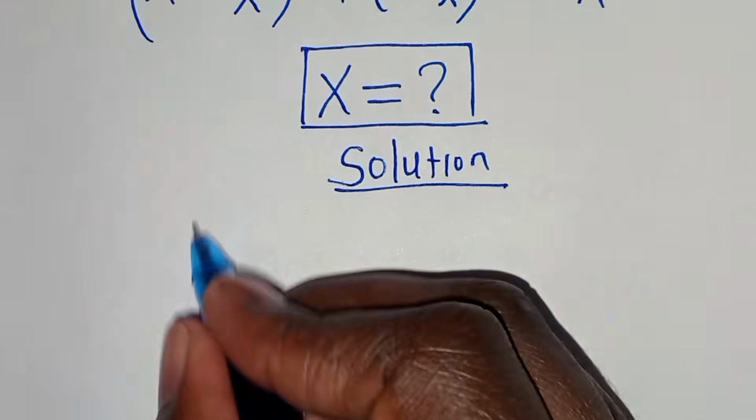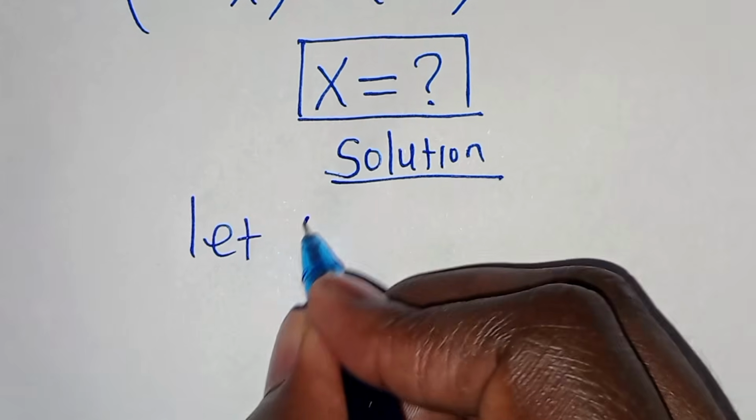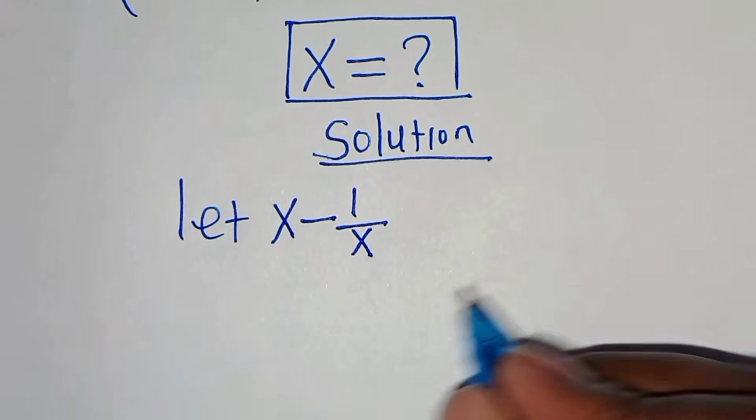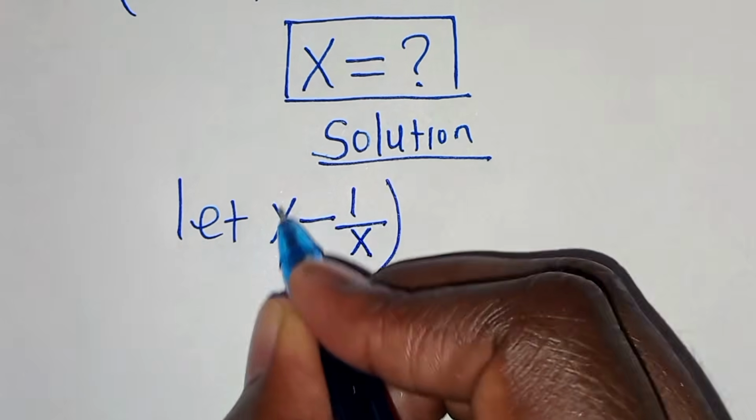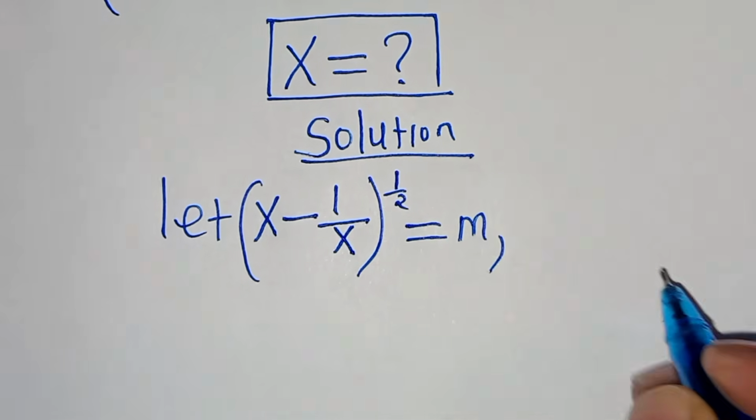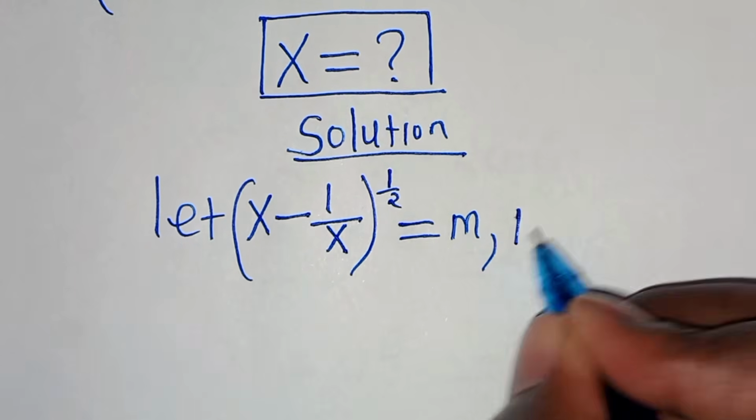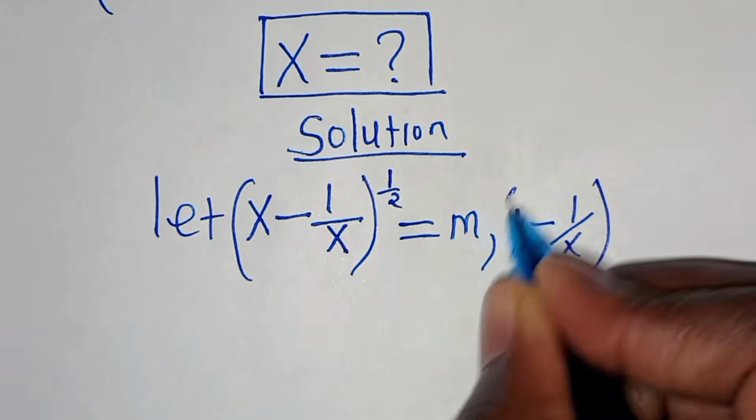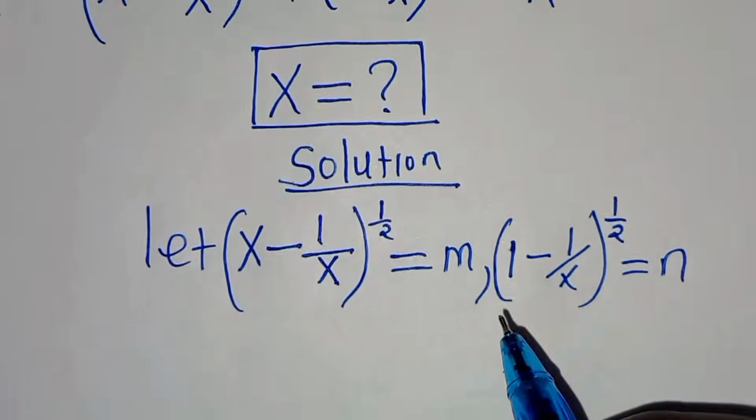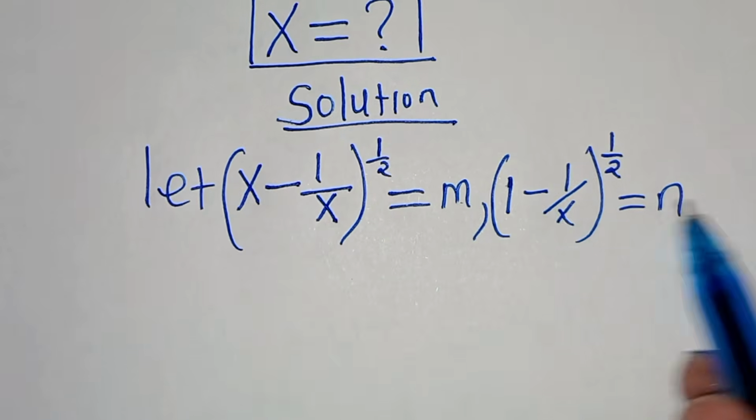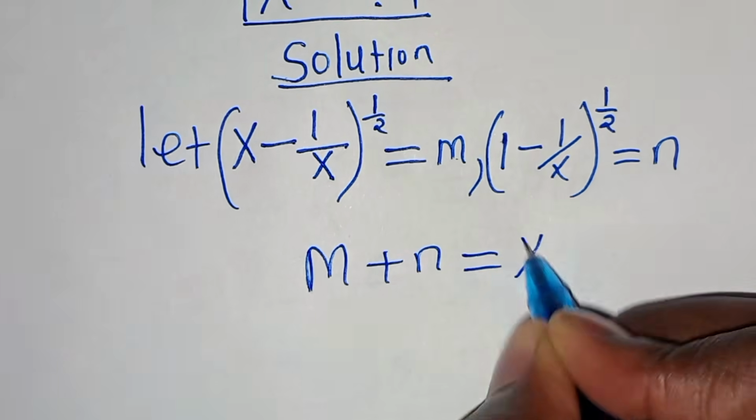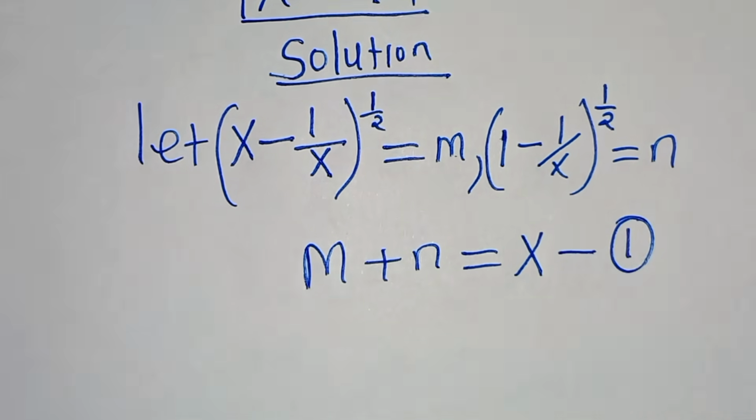The first step is that we can let (x minus 1 over x) raised to the power of a half be equal to m, and we can let (1 minus 1 over x) raised to the power of a half be equal to n. Now we can express this equation in terms of m and n, so that we have m plus n equal to x. Let's call this equation 1.